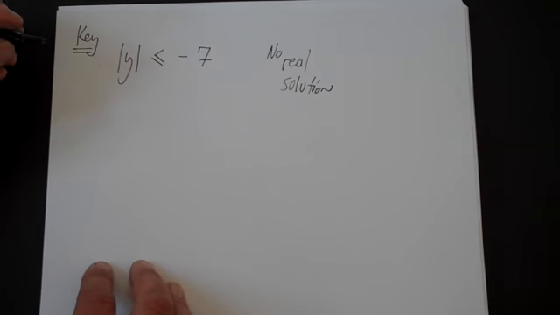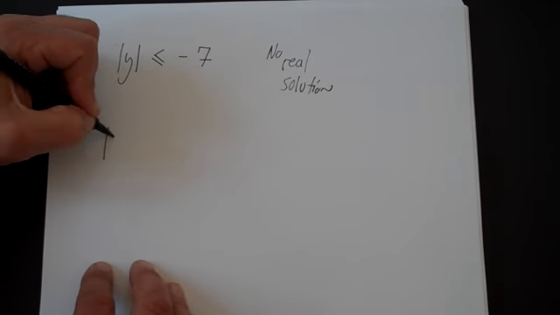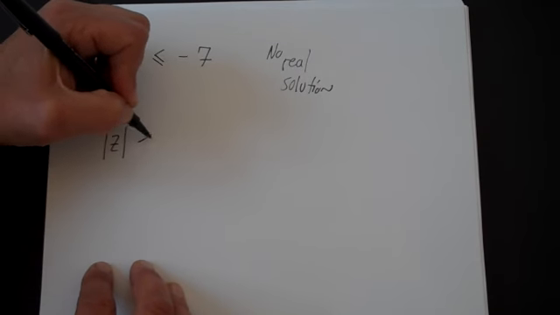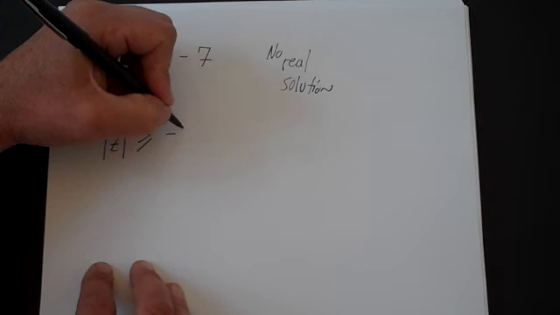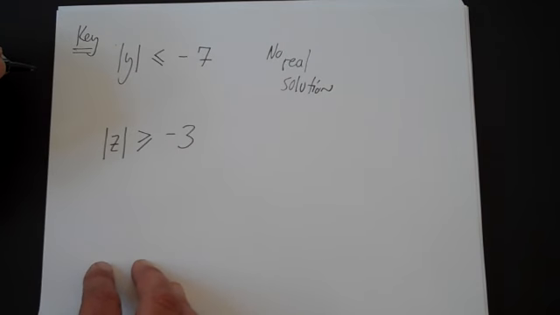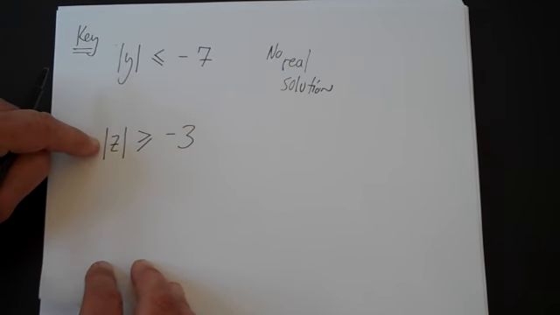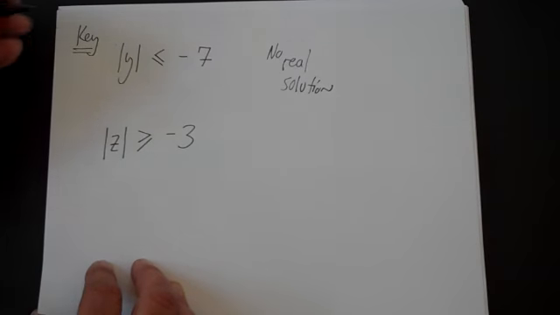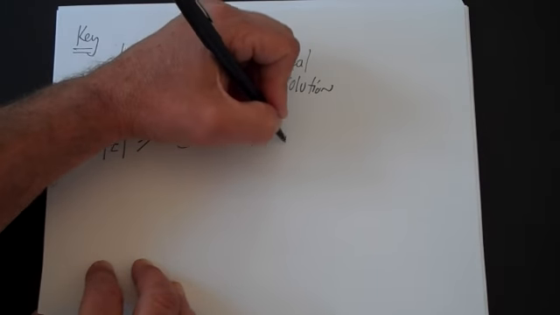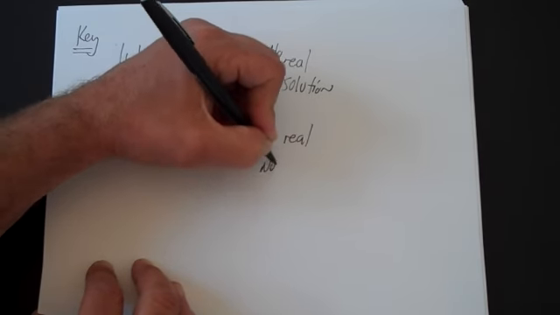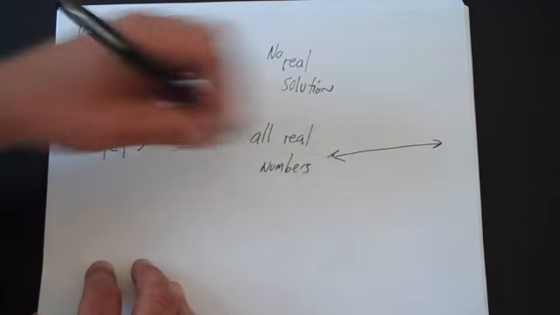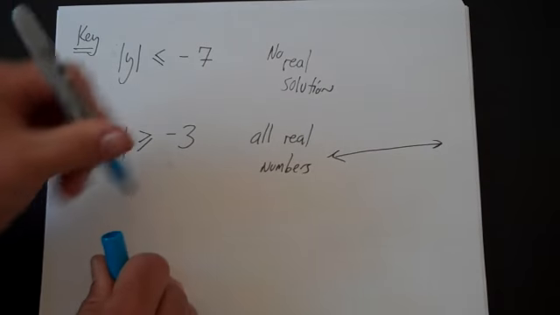And another example of a trick problem is, let's say the absolute value of z is greater than or equal to a negative number. When is the absolute value of a number greater than or equal to a negative number? Well, it's always greater than or equal to a negative number. So that's going to be all real solutions, or all real numbers. And the graph of it is simply going to be a number line where every single point is shaded.